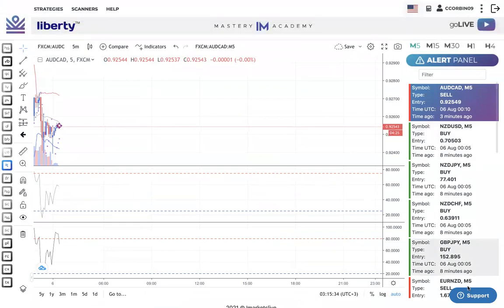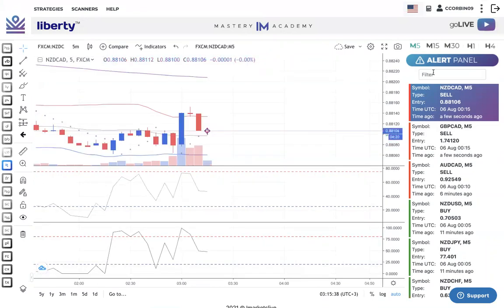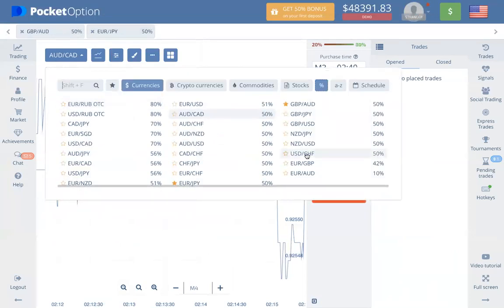So that's another great feature about the Liberty Scanner. As we can see, you can test this one out as well. Well, that one was a while ago, right? Let's just refresh it and see if anything else comes out. Oh, look at this, y'all. Another trade idea came up. We got 2 trade ideas, one for NZD CAD and one for GBP CAD. So let's just test it out and see if that's actually true.